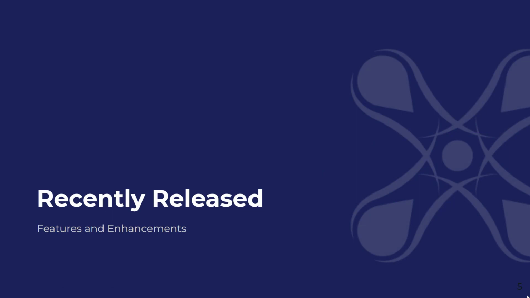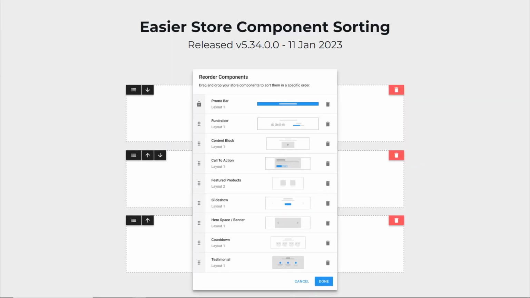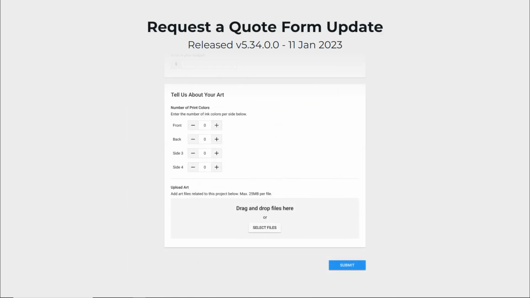Next, I'm going to review recently released features and enhancements. I'm going to start off with easier component sorting. The new store component sorting function gives you the ability to edit and reorder the components in your web stores using a simple drag and drop user interface. We also made a change to the request a quote form. We simplified the form, making the quote form much more flexible.